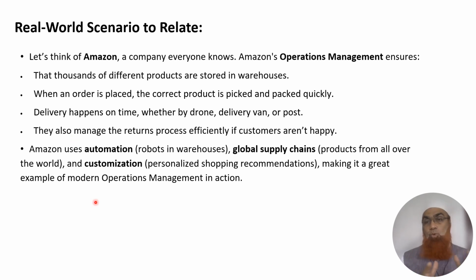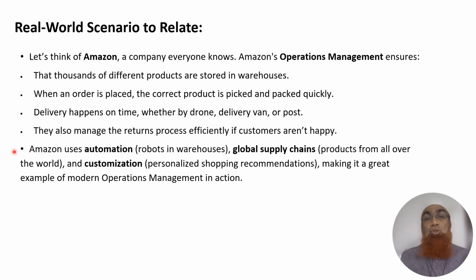Now let's understand. So far we understood production and operations management as an introduction. Now let's understand it with a real world scenario to relate. Let's think about Amazon, a company everyone knows. So Amazon operations management ensures that thousands of different products are stored in warehouses. When an order is placed, the correct product is picked and packed quickly. Delivery happens on time, whether by drone, delivery van, or post. They also manage the return process efficiently if the customer is not happy.